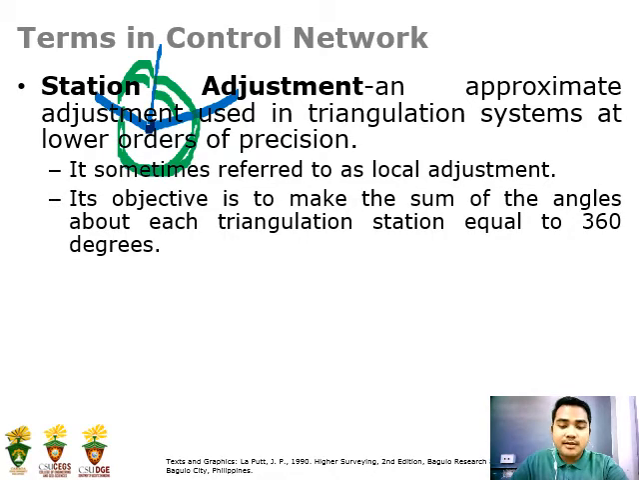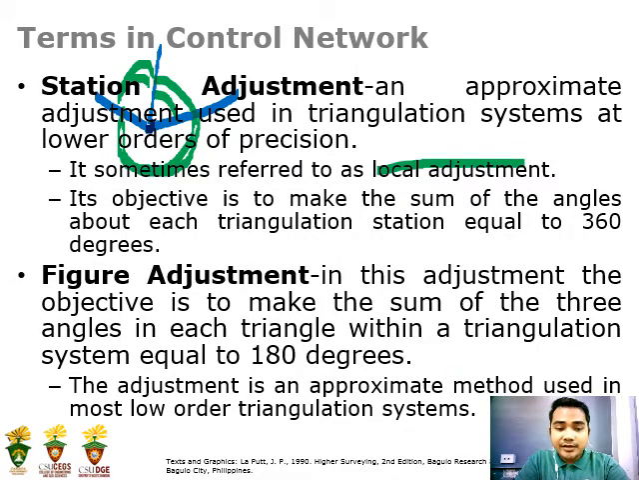So that is why it is called local adjustment. Its objective is to make the sum of the angles about each triangulation station equal to 360 degrees. So that is what I discussed earlier. Another term is figure adjustment. In figure adjustment, the objective is to make the sum of the three angles in each triangle within a triangulation system equal to 180 degrees.